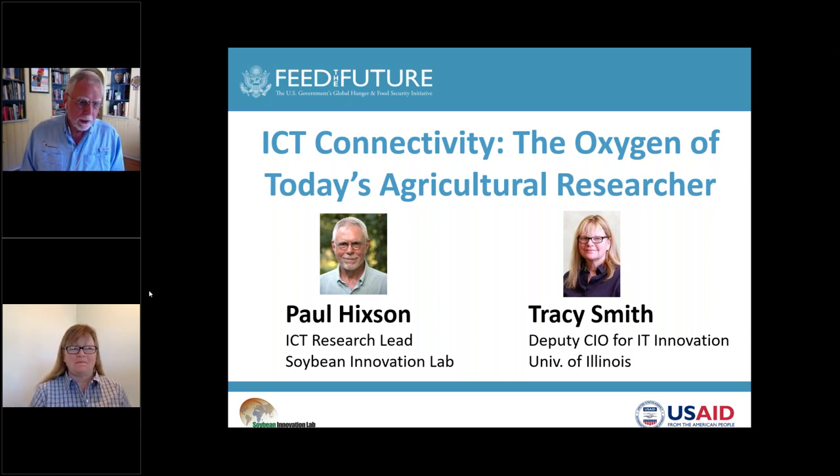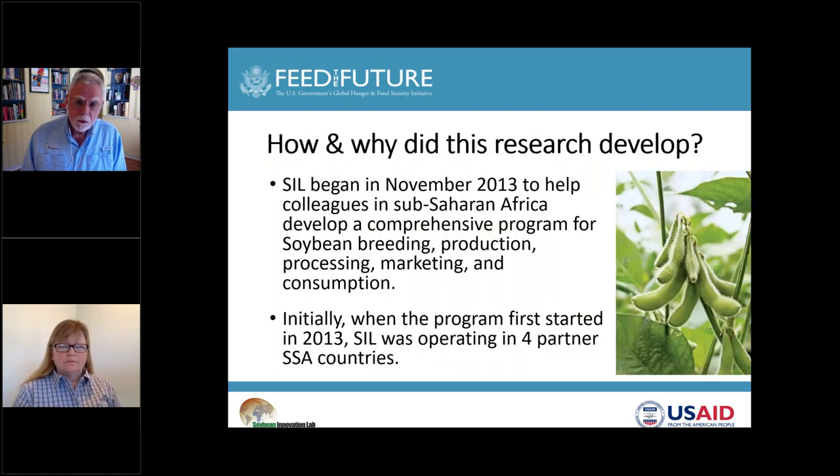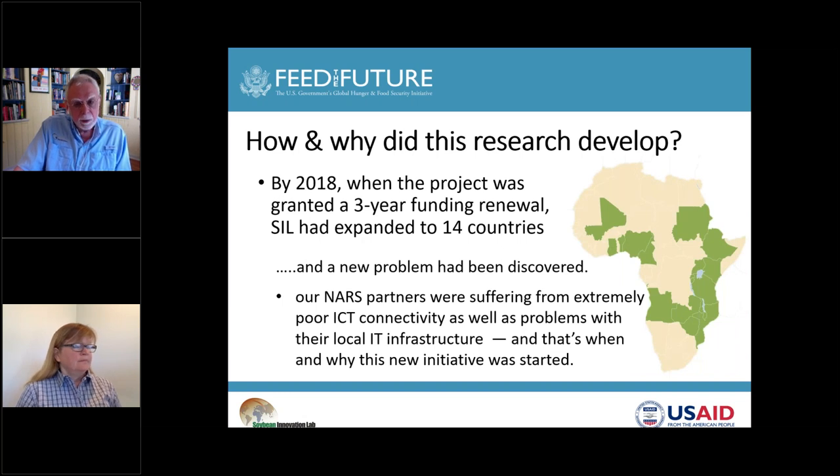And we're both going to be co-presenting today on an overview of ICT connectivity, the oxygen necessary for today's agricultural researcher. You may be wondering how and why this research developed and why it came out of the Soybean Innovation Lab. SIL began in 2013 with a focus on helping colleagues in Sub-Saharan Africa develop a comprehensive program on soybeans: breeding, production, processing, marketing, consumption, et cetera. When the program first started in 2013, SIL was operating in four partner countries in Africa. But by 2018, the project had expanded and was now operating in 14 countries.